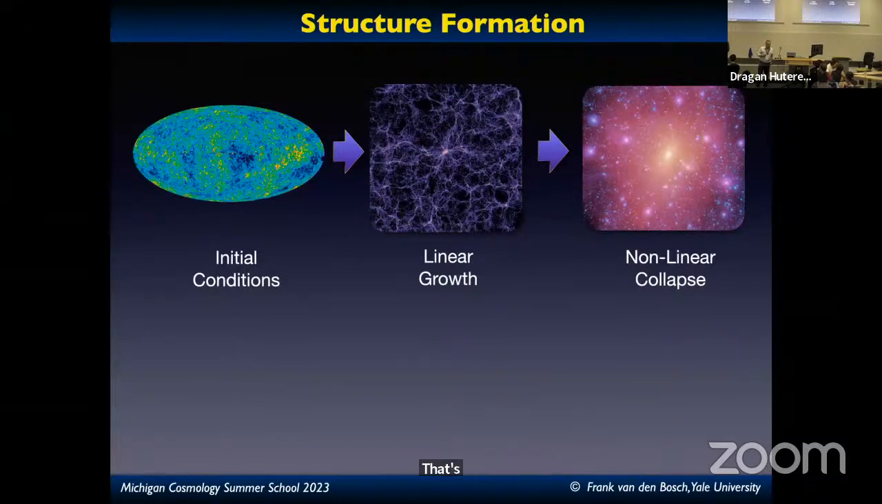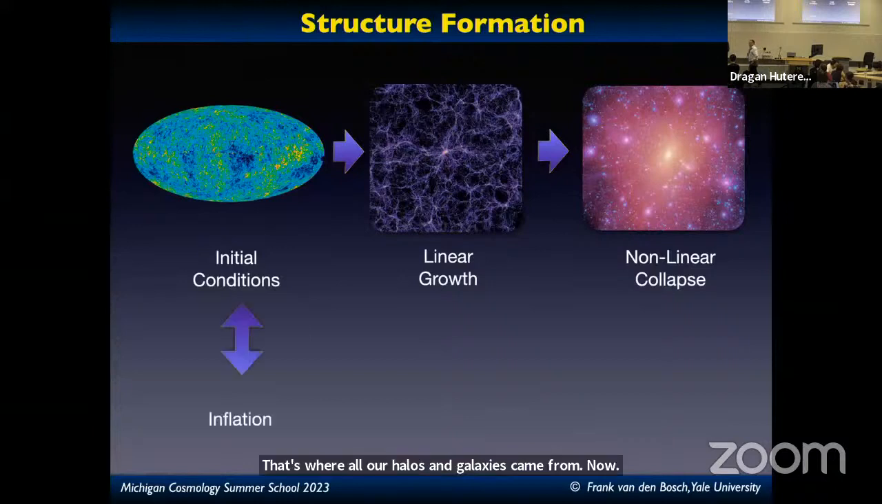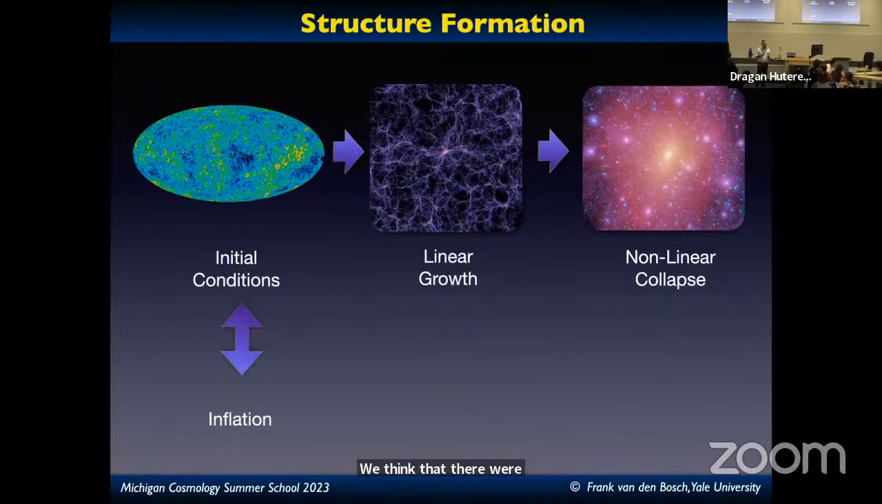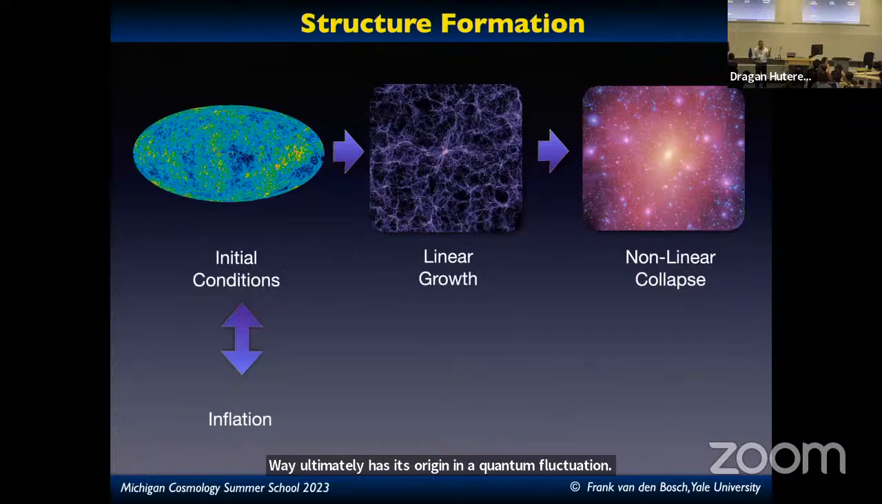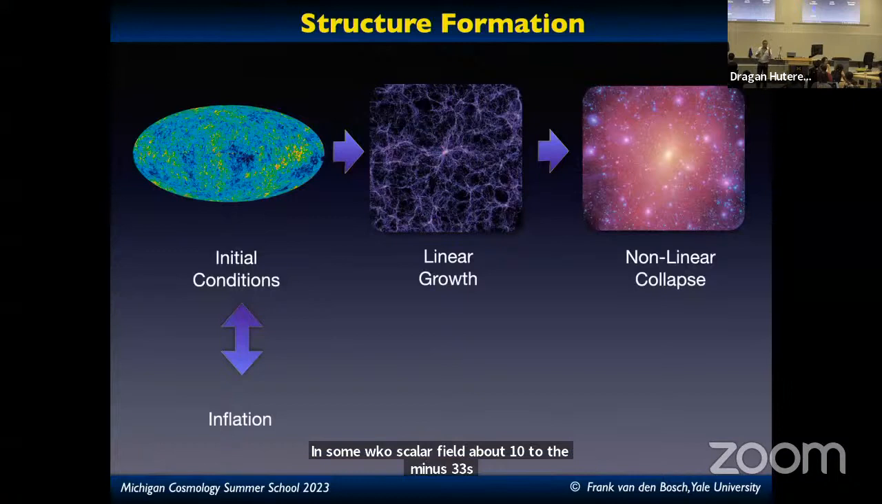Now, where did these tiny fluctuations come from? Well, we think it has something to do with inflation. We think that there were quantum fluctuations in a scalar field called the inflaton at early times that created these fluctuations. That means that in that picture, our own Milky Way ultimately has its origin in a quantum fluctuation in some wacko scalar field about 10 to the minus 33 seconds after the Big Bang. It's a fantastic story, but it seems to work.